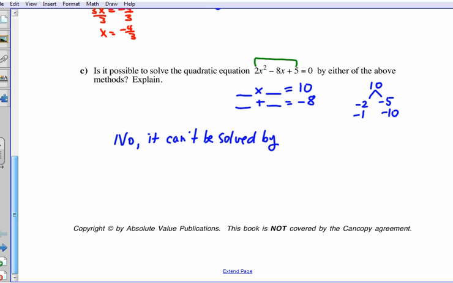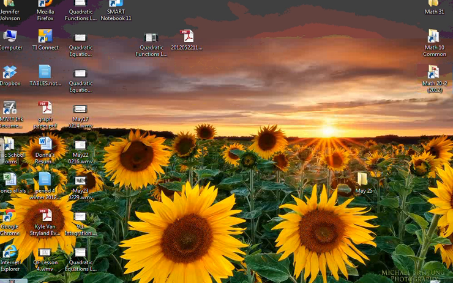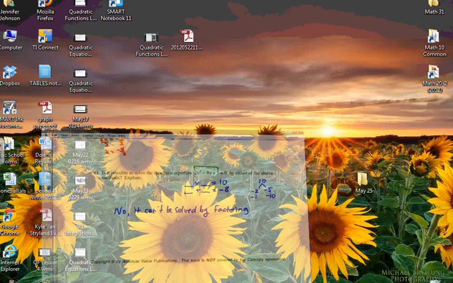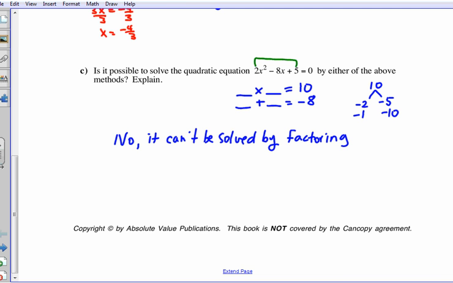No, wait, we're not done. But what if there is actually still an error? Let's graph this and see if there's a zero. So no, it can't be solved by factoring. So let's just grab your graphing calculator. We're just going to look at it. Don't be scared. Don't be afraid. It's all okay.